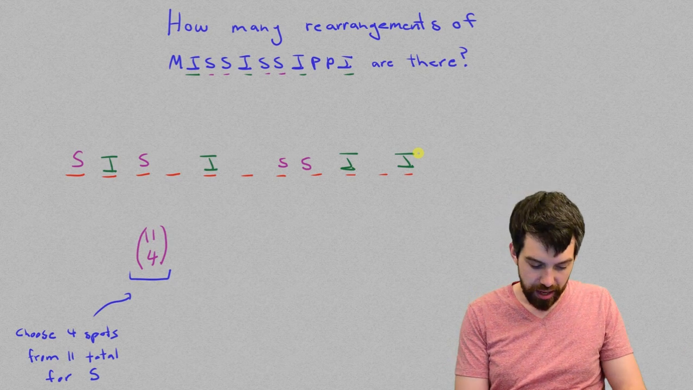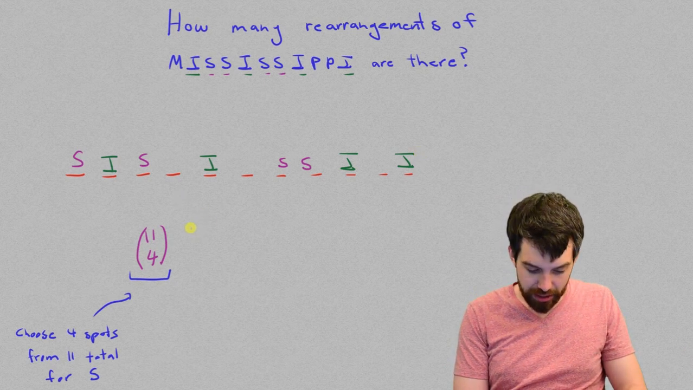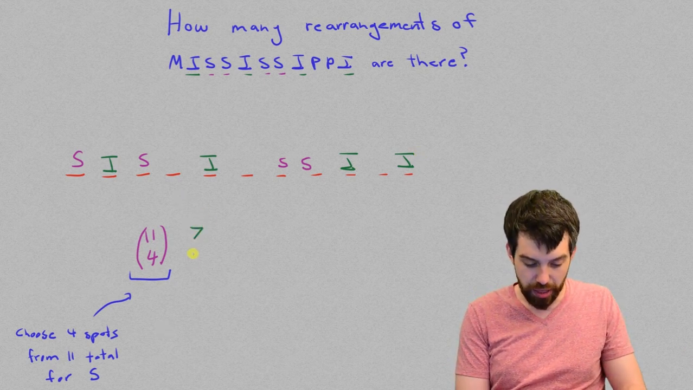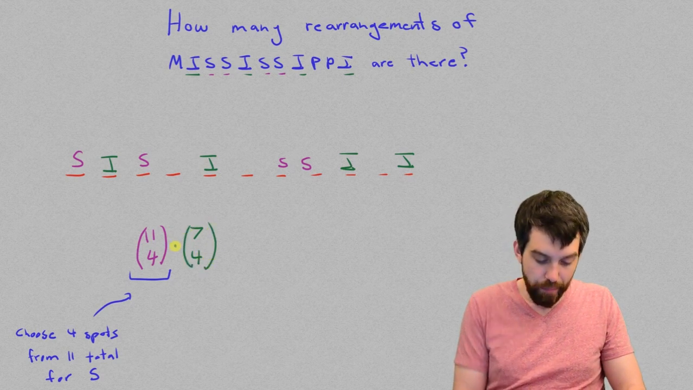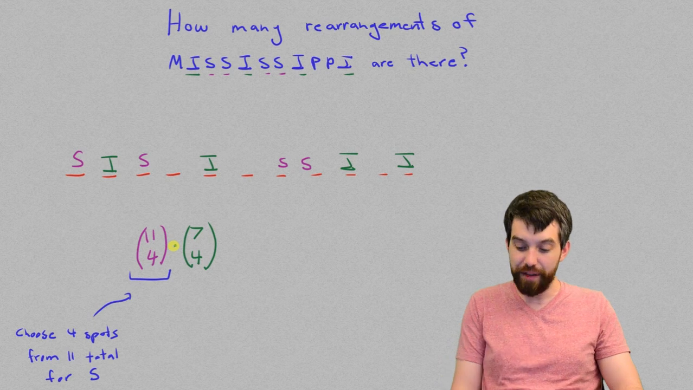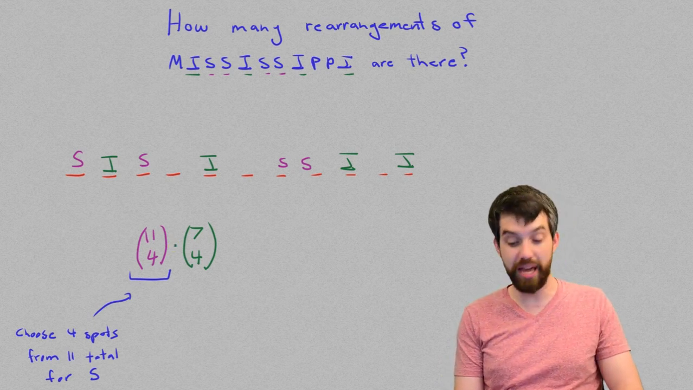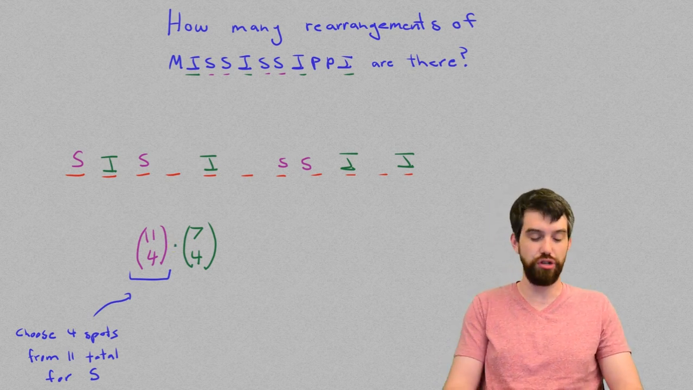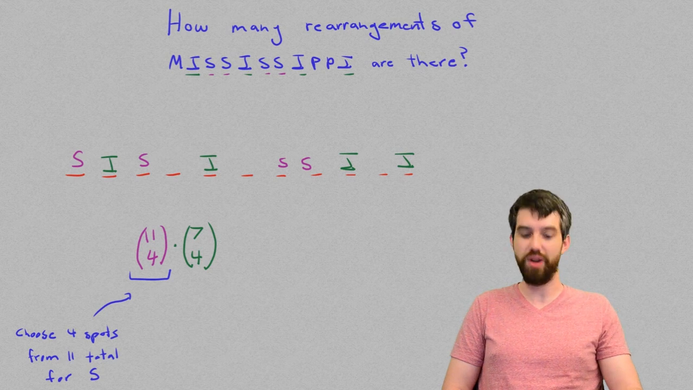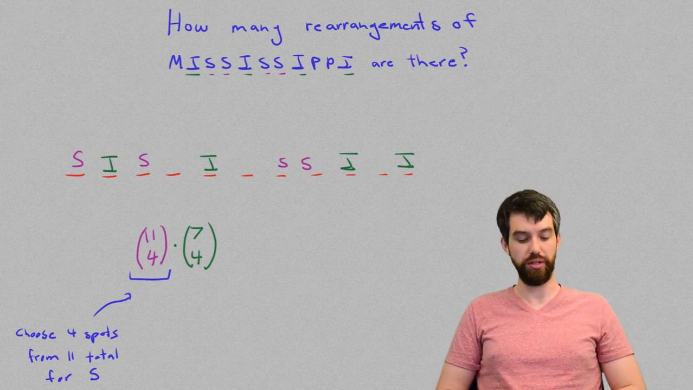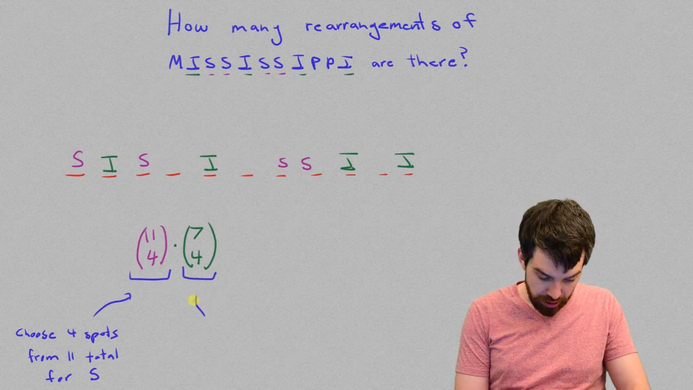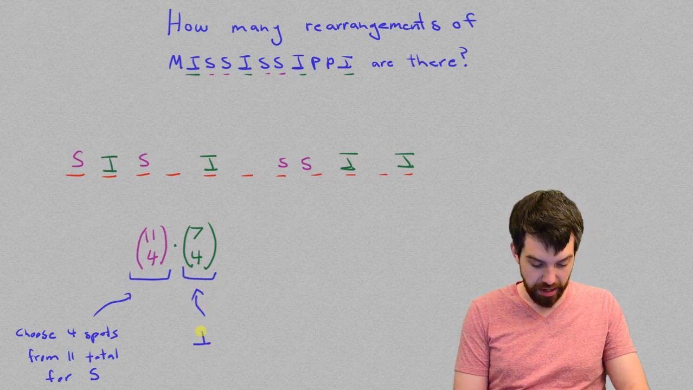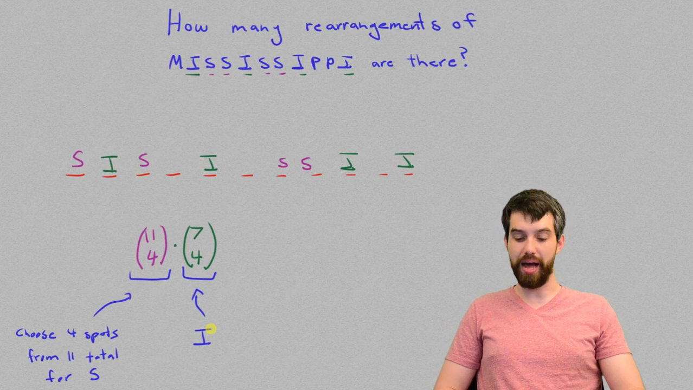Or in other words, for this step, there were 7 possible spots and there were 4 I's that I could put into them. And so I'm going to multiply again by 7 choose 4, and it's multiplication because these are independent events. How I choose my I's does not depend on my specific choices for choosing my S's. So this slot was for choosing my I's.